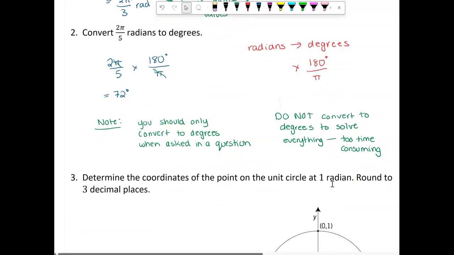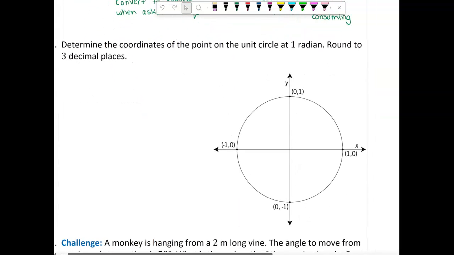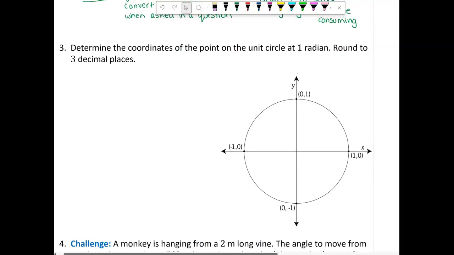Okay, now let's talk about how we can apply this to a Cartesian plane. What do radians look like, and how do we use them in, for example, a unit circle? This question says, determine the coordinates of the point on the unit circle at 1 radian. 1 radian is approximately 57 degrees, so somewhere like this. And it wants us to figure out the exact coordinate.